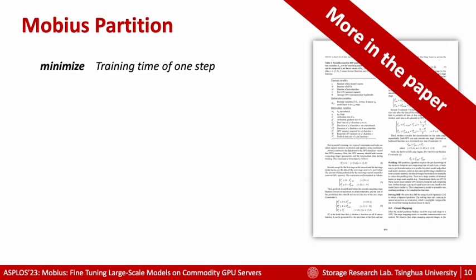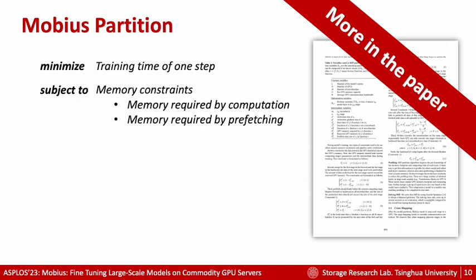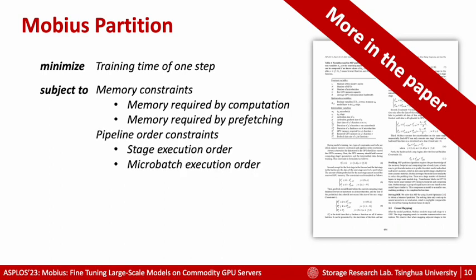There are two groups of constraints. The first one is about memory. The computing data and prefetching data stored in GPU memory should not exceed the GPU memory. The second one is about pipeline order. Stage and microbatch execution order should not influence the convergence of model training. More detailed descriptions about MIP are in the paper.